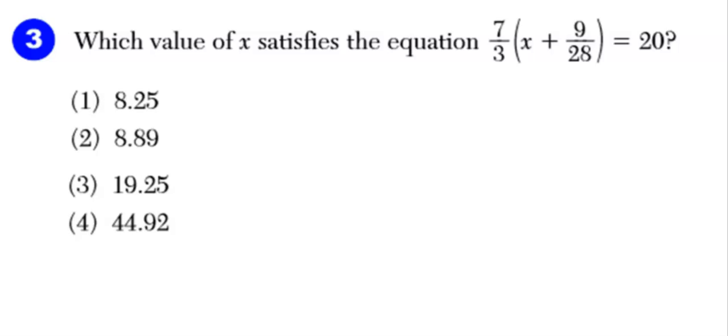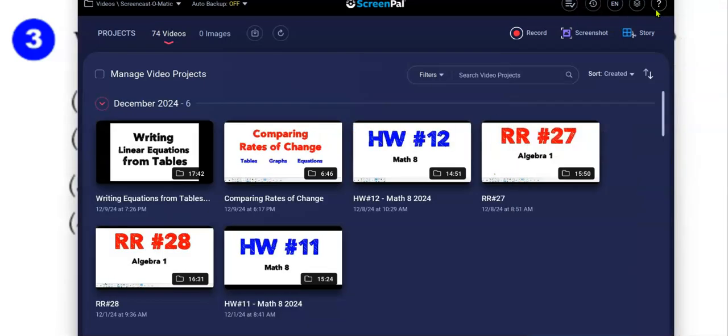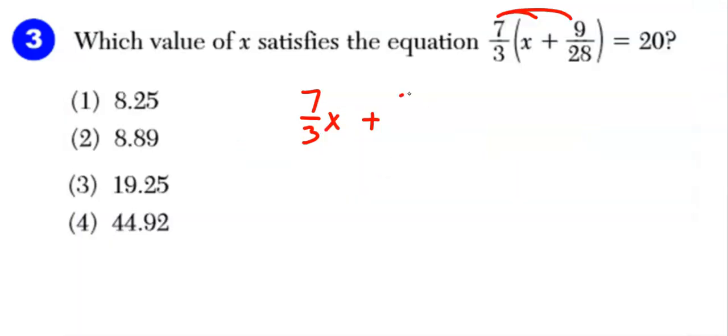Question number 3 asks you which of these 4 values satisfies this equation. So let's do a little distributing here. 7/3 x plus 7/3 times 9/28. So I'm going to take my calculator out and use my handy dandy fraction button to multiply 7/3 times 9/28. And it looks like we get 3/4.